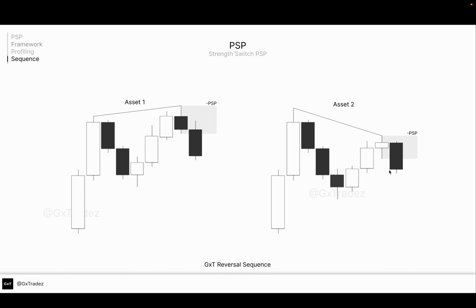So this can be used as a universal model on any time frame, literally any time frame, as a two-stage SMT. For this asset right here that's running the high, that's your first stage SMT. Your second stage SMT is the PSP, but it's also that strength switch, which is very important, if you've seen my SMT video part 1.